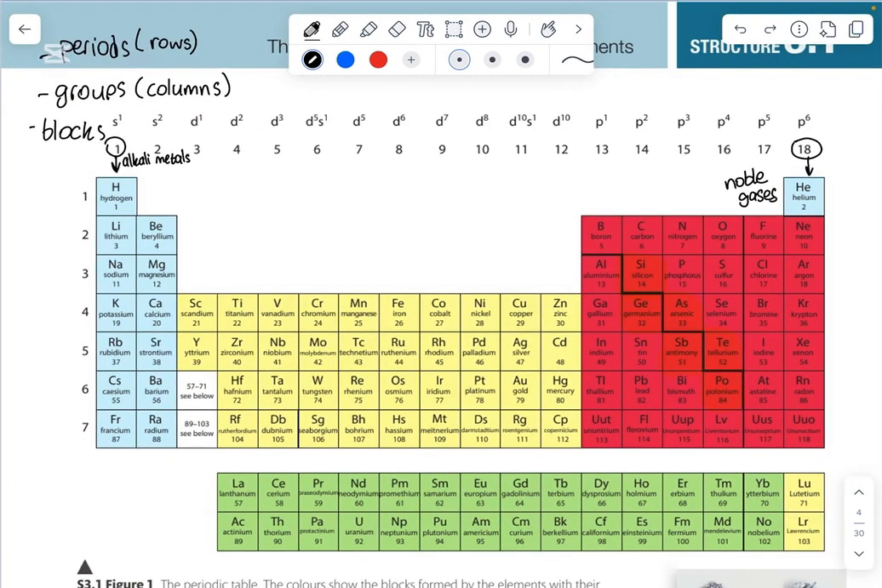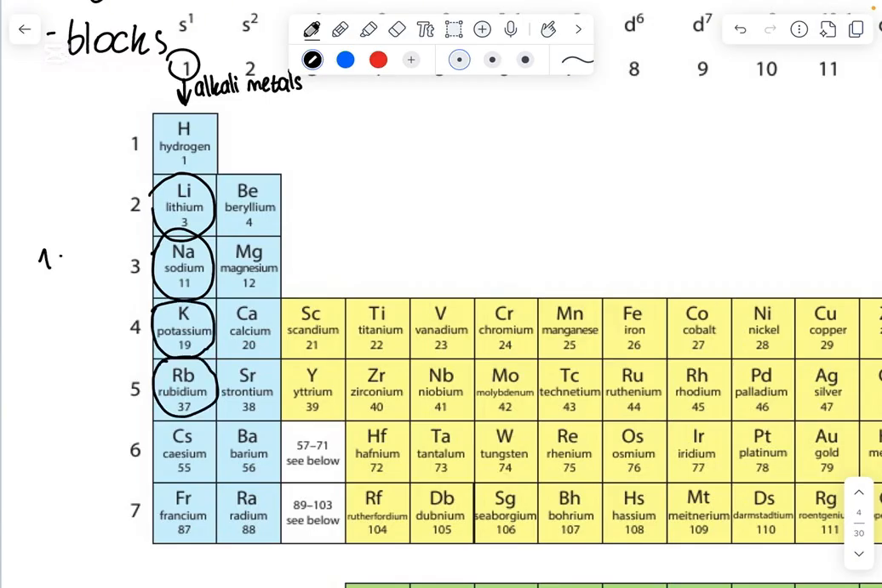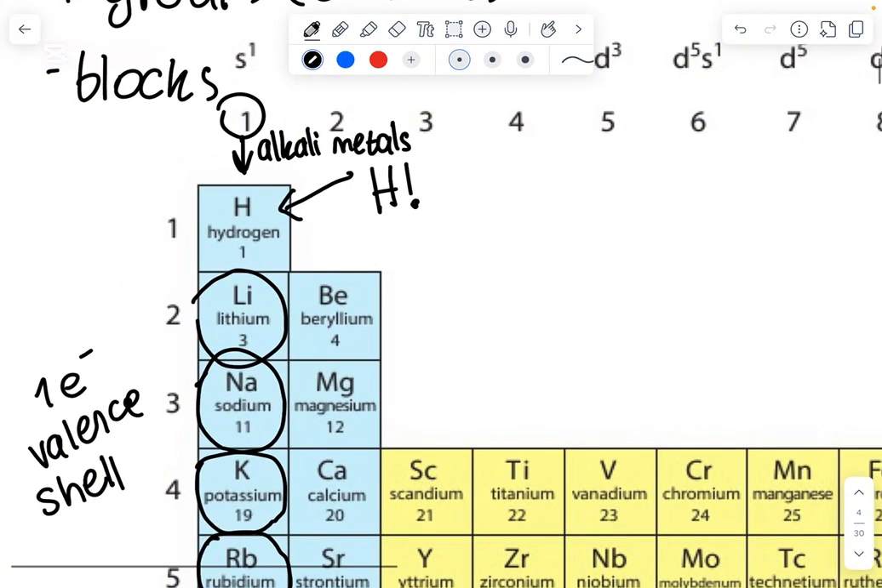Now let's give another example. The group 1 elements are the alkali metals. They undergo chemical reactions readily. They each have 1 electron in their valence shell, and they have high metallic character, except for hydrogen. You have to be careful when you're talking about hydrogen because hydrogen is not an alkali metal. It's an exception.